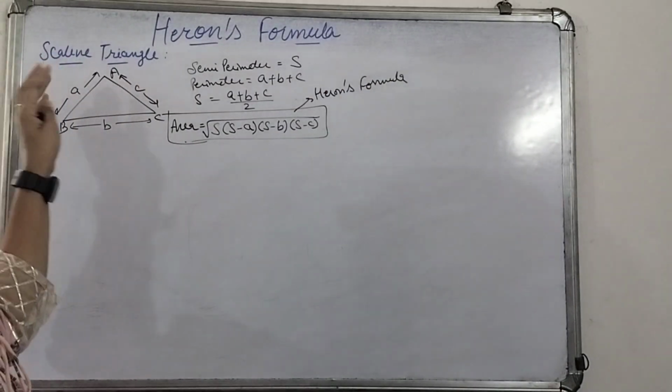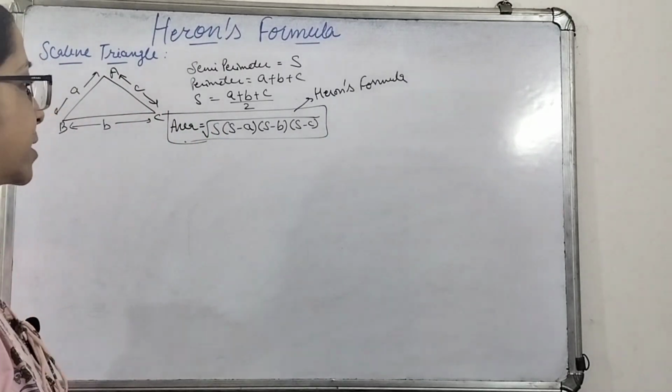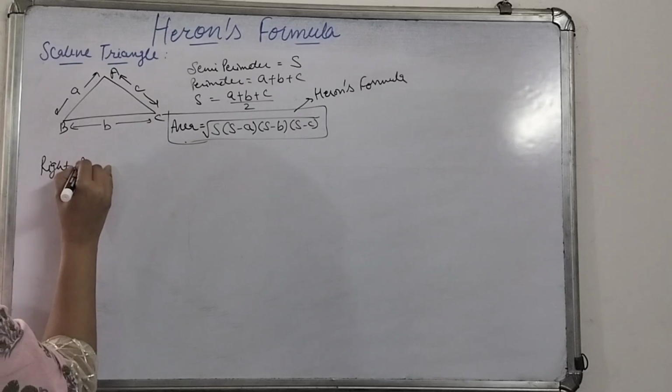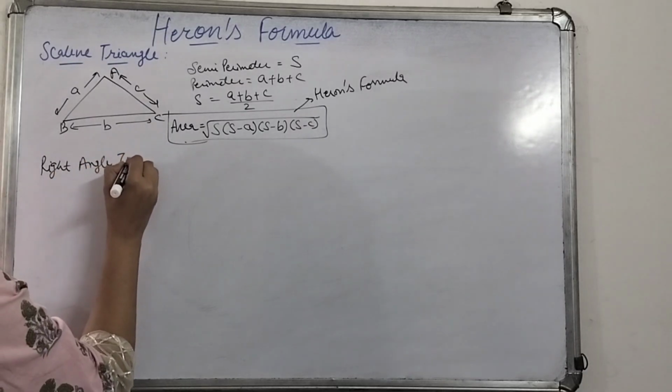Now this is how we can find the area of any triangle. Now let's come to the right angle triangle. If it is a right angle triangle.